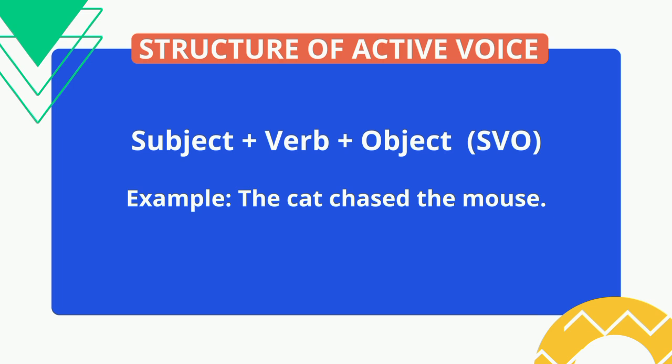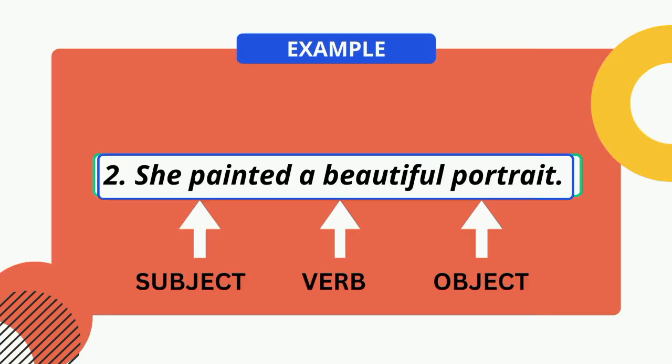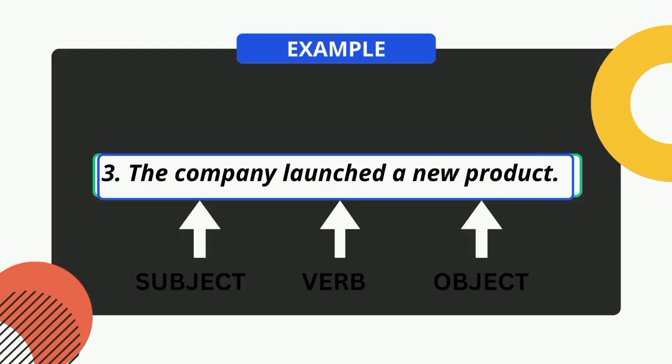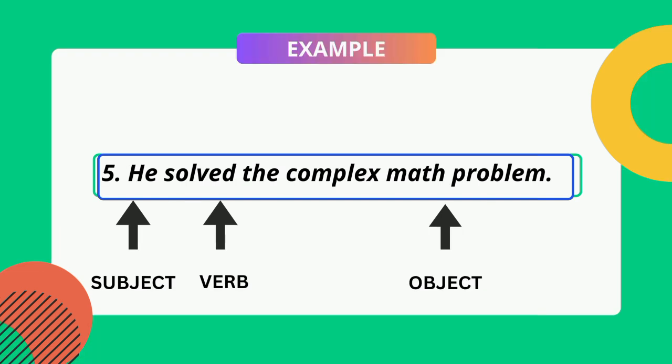So, more examples on active voice. The teacher explains the lesson. She painted a beautiful portrait. The company launched a new product. The dog barked loudly at strangers. He solved the complex math problem.